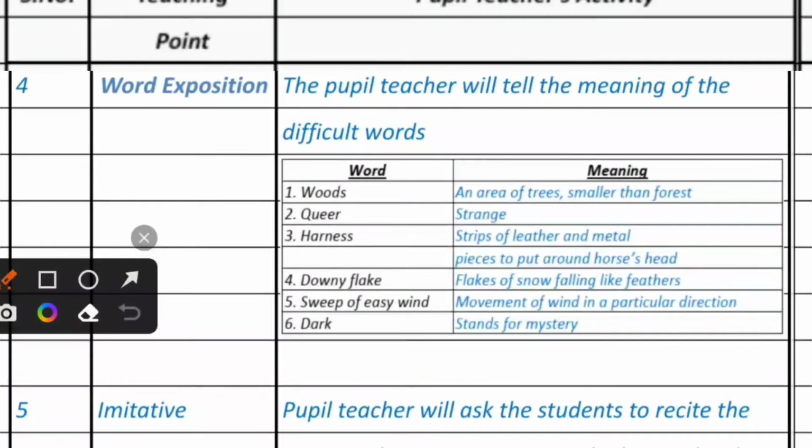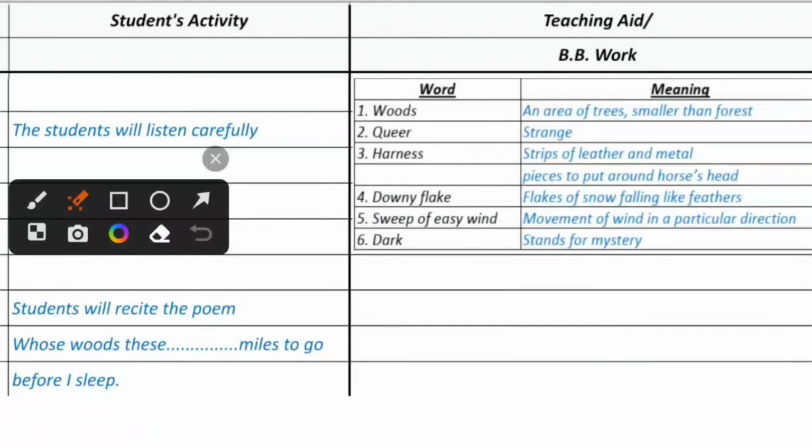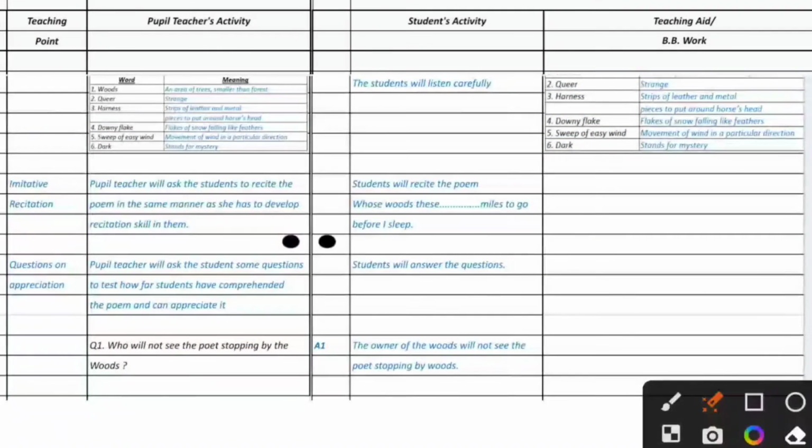So here in the pupil teacher's activity, we'll write the pupil teacher will tell the meaning of the difficult words. Here, the pupil teacher will also write the word meanings on the blackboard or whiteboard, whatever she has in the classroom. So in our lesson plan, we'll write words and their meanings in two places. That is the pupil teacher's activity column as well as the teaching aid/blackboard work column. So it will look like this on both the punch sheets. Here also in the pupil teacher's activity column and here also in the teaching aid/blackboard work column.